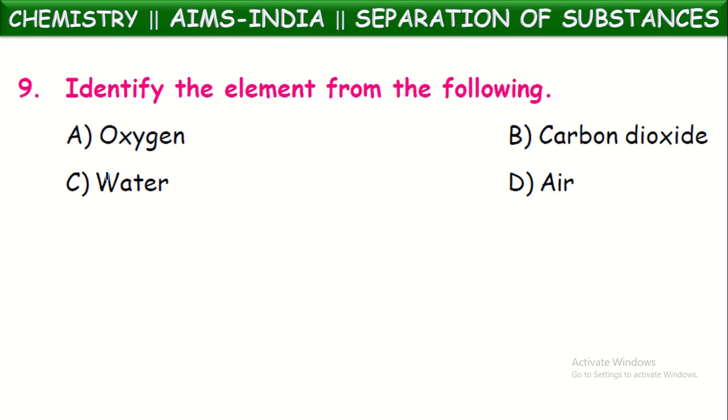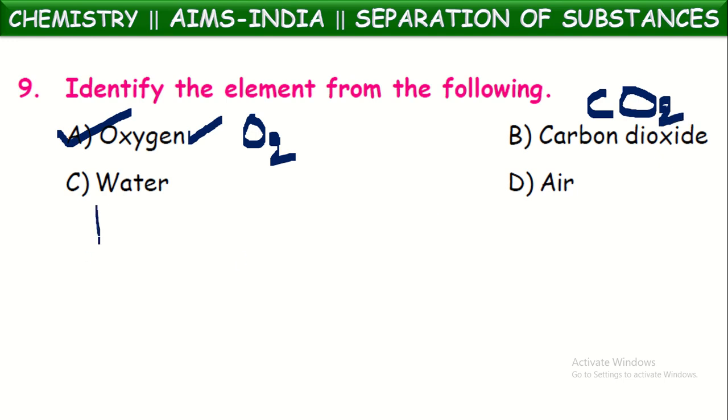Is oxygen an element? Yes, oxygen is an element because a substance which contains only one kind of atoms is called an element. Oxygen has the formula O2, which contains only one kind of atoms, oxygen atoms. Whereas carbon dioxide has the molecular formula CO2, so it is a compound.